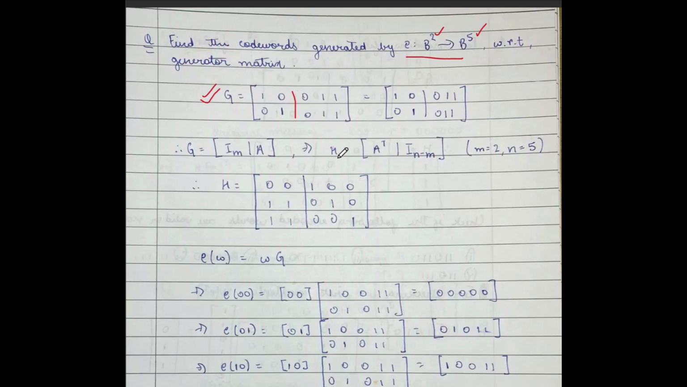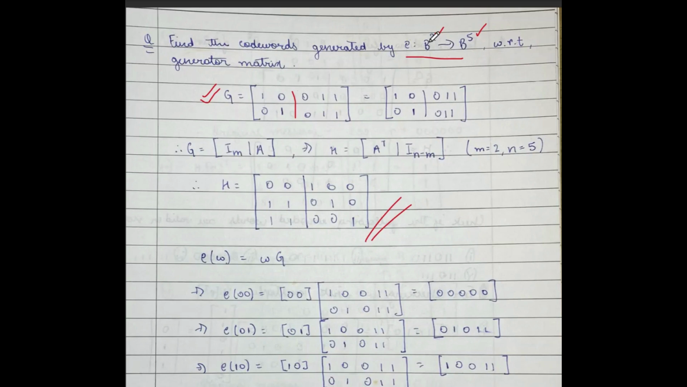So in order to get a parity check matrix, which is denoted by H, we take the transpose of A and the identity matrix of size n minus m, which in this case would be 3. So this would be our parity check matrix. But I will explain that in the next question. In this question, I want to focus on generating the code words.